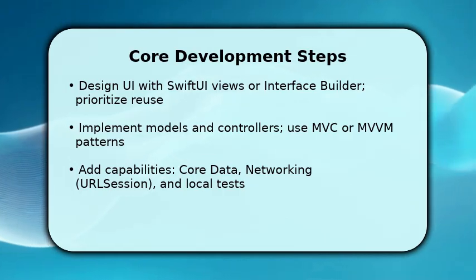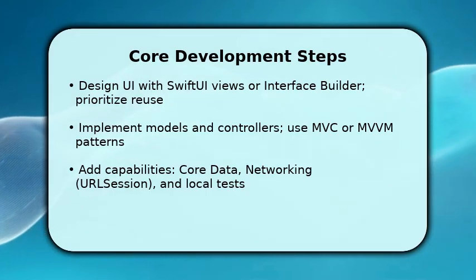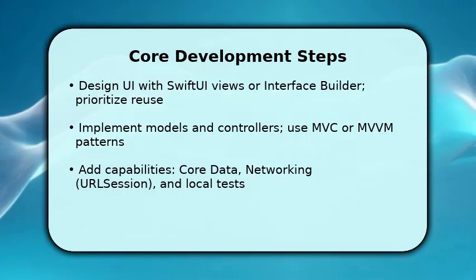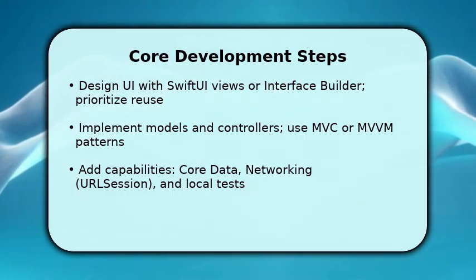Implement networking via URLSession and parse JSON on background threads. Persist data with Core Data or files. Write unit tests for models and UI tests for flows. Make sure to run performance profiling to catch memory spikes early.